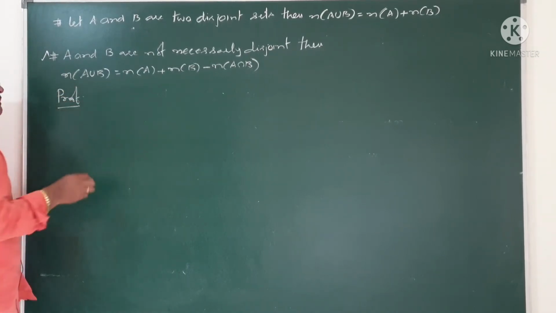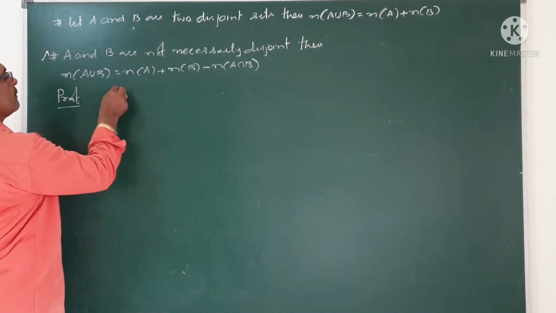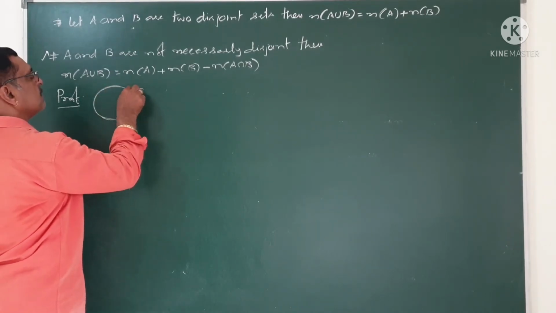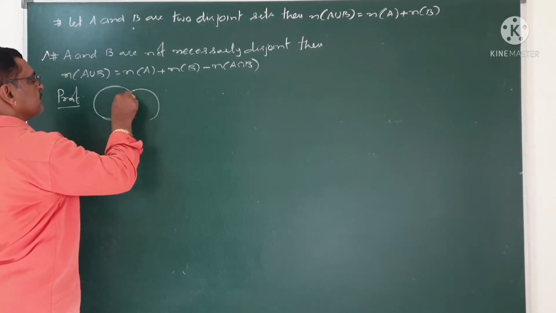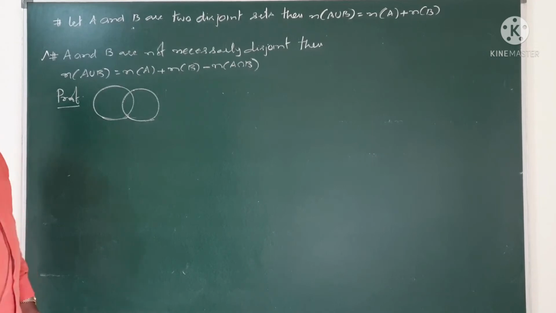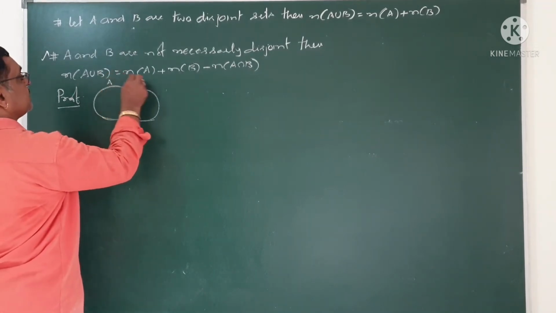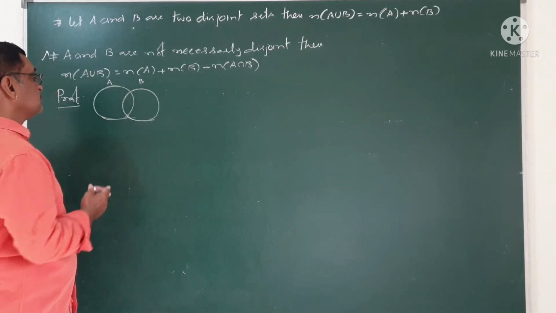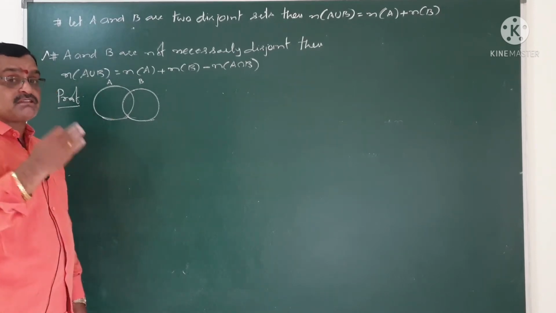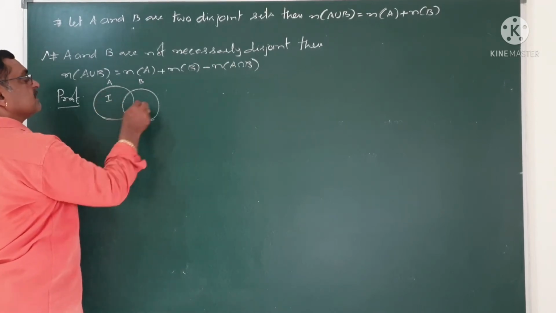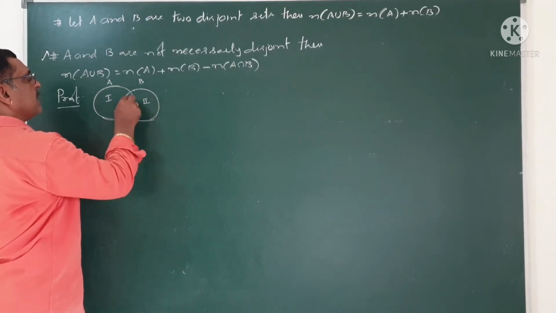I am taking help of a Venn diagram. When the two sets have common elements, you find their intersection. In the Venn diagram, this is A and this is B. If you observe carefully, this Venn diagram has 3 parts. Part 1, this is part 2, and this is part 3.